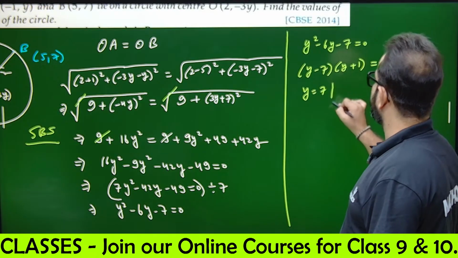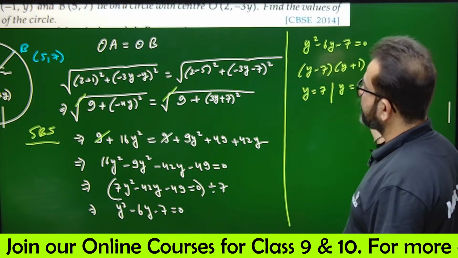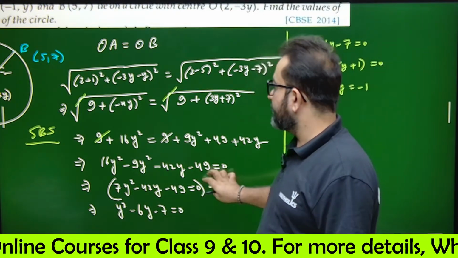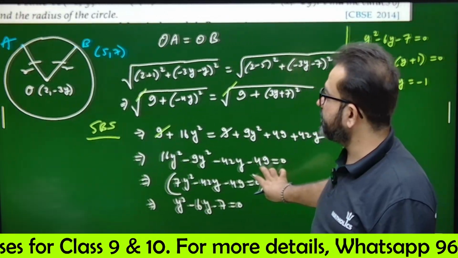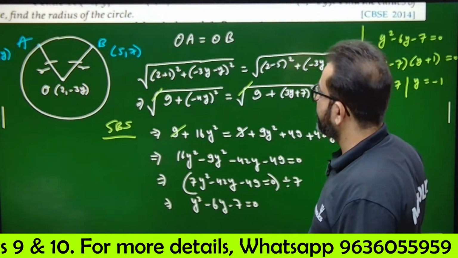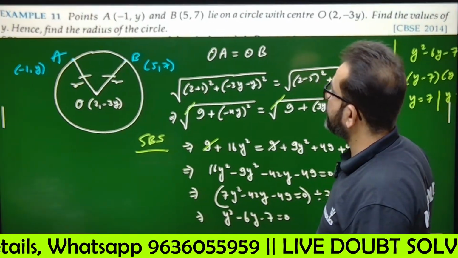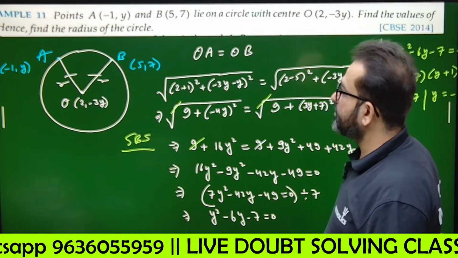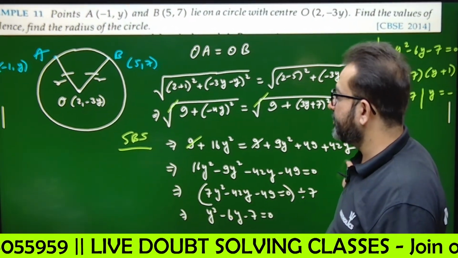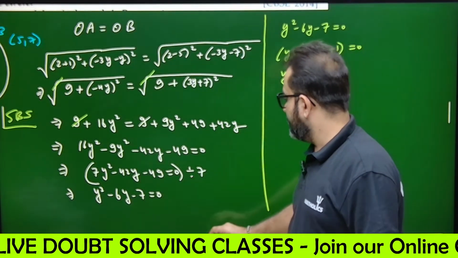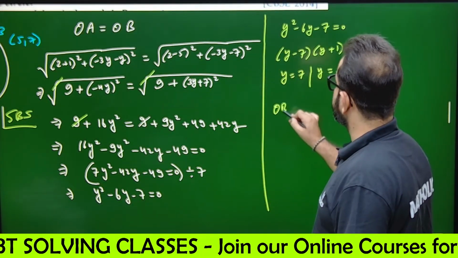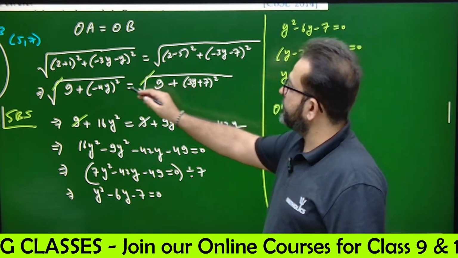Y equals 7 or y equals minus 1. Minus 1 and 7 both are coordinates. We can have both the coordinates. So what will the coordinates of A be? Find the radius of the circle. We have found y, and now find the radius. Radius is nothing but either OA or OB, whatever. So I'll find OB. OB is equal to the radius, and it is nothing but this thing only.